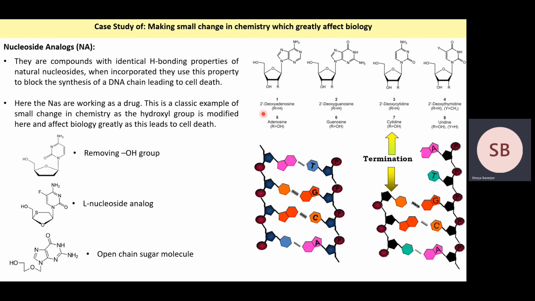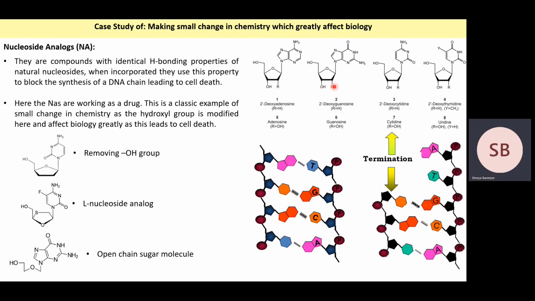So basically, if you look at these structures, at this R position, if there is an OH, it is an adenosine. But if there is an H, it is a 2' deoxyadenosine or a nucleoside analog. So nucleoside analogs often do not have this 2' OH, and that is why if they are incorporated into the DNA chain, the extension of the DNA chain will stop, because DNA chain extension occurs through this OH group.